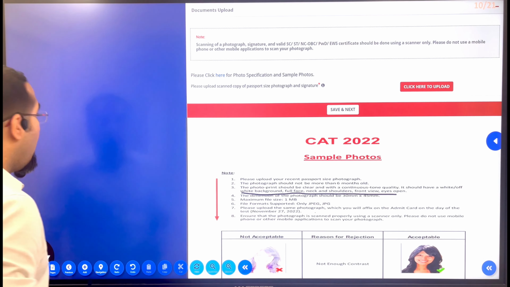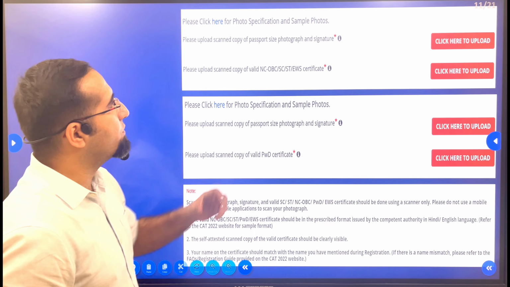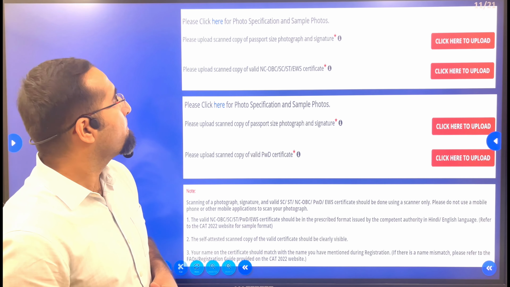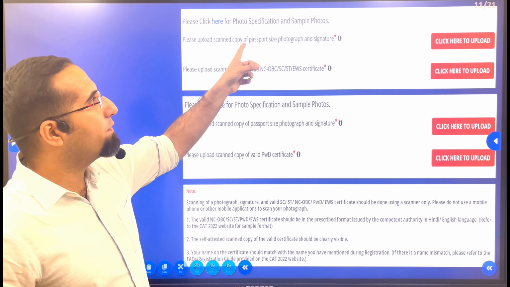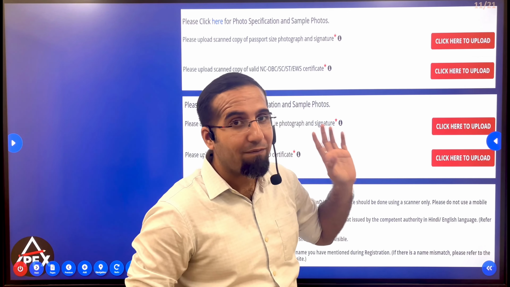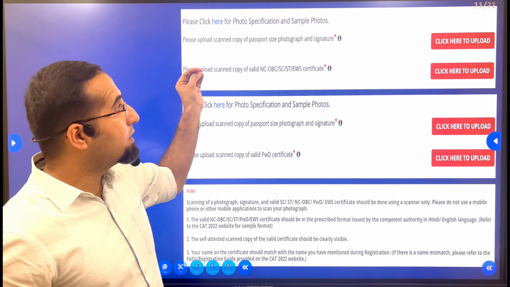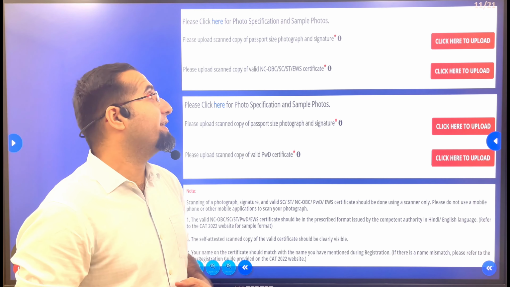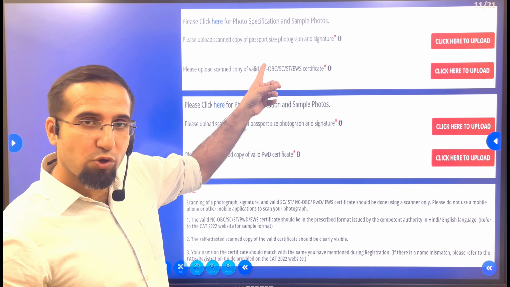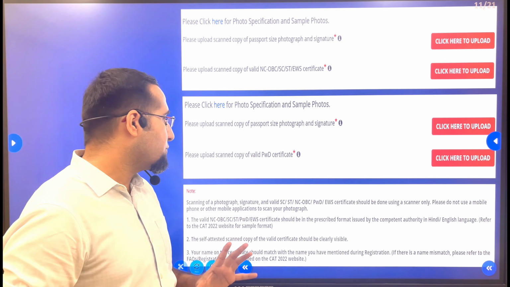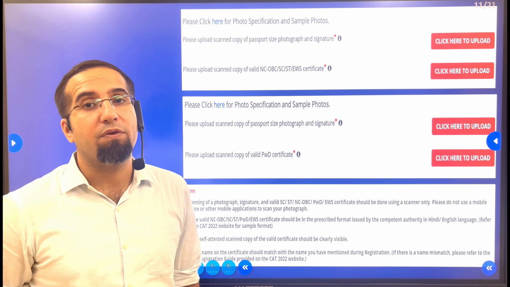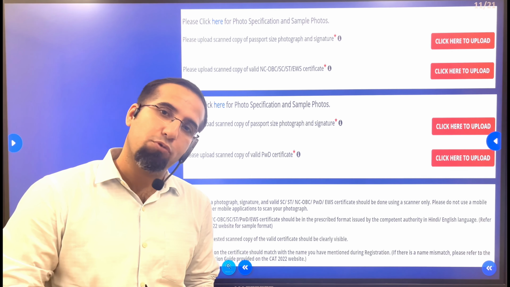Now when you go from a category point of view, this is how you get the photograph option. To upload the scanned copy of photograph and signature, this is the point, but you also have one more tab where you have to upload either your certificate or the undertaking. It's either NCL, OBC or PWD; SC/ST and EWS also come here. The PWD certificate is also very important, so please ensure that you have the certificate ready before you go ahead with the application process.